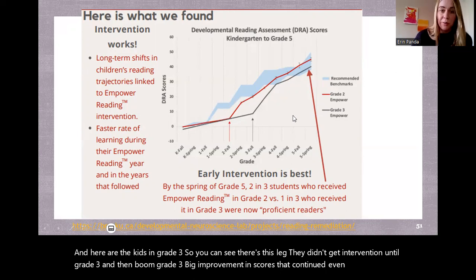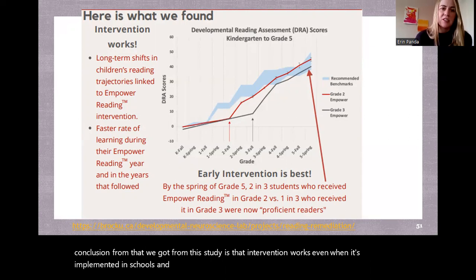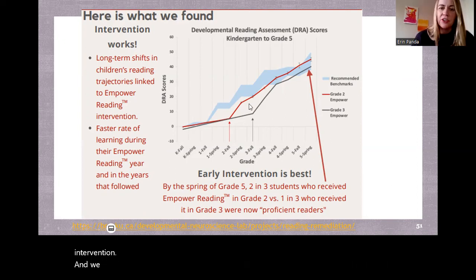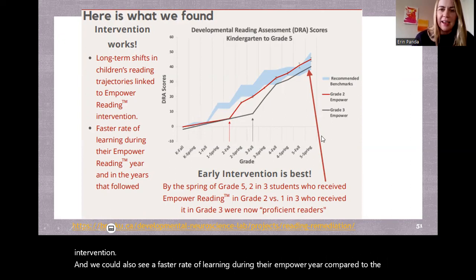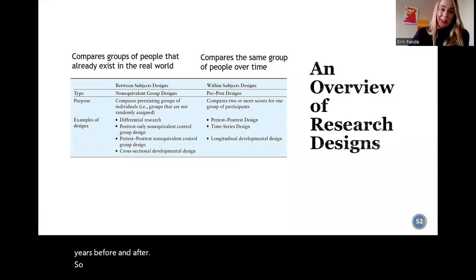So the conclusion that we got from this study is that intervention works, even when it's implemented in schools. And we can see long-term shifts in children's reading trajectories that are related to, associated with, receiving the Empower Reading intervention. And we can also see a faster rate of learning during their Empower year compared to the years before and after.